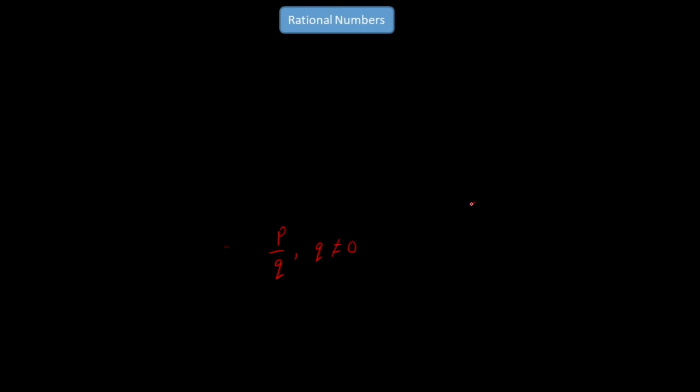For example, if I take 3 over 5, after comparing this number 3 over 5 with P over Q, you can tell me what is Q over here? That is 5, and that is not equal to 0. Q, the denominator, should not be equal to 0. So this 3 over 5 is a rational number. If I take the example of 1 over 2, that is also a rational number. If I take 5 over 0, this is not a rational number because Q is 0, which should not be 0.